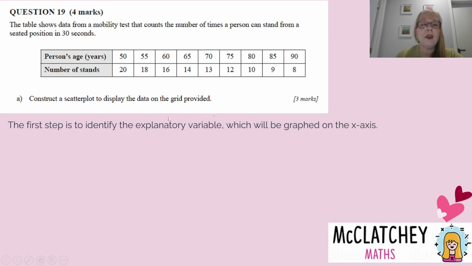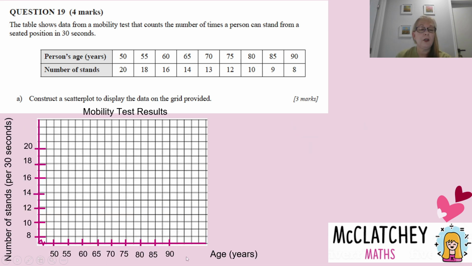Okay, so we've identified that explanatory variable. That's what we're going to be graphing on the x-axis, the person's age. And so what I'm going to do here is start using the graph paper that was provided, and I'm going to start at the number 50. I could start at 0, but my data starts at 50, so that's where I'm going to start. And because I'm doing that, I should put this little lightning bolt, or a little break, in the axis.